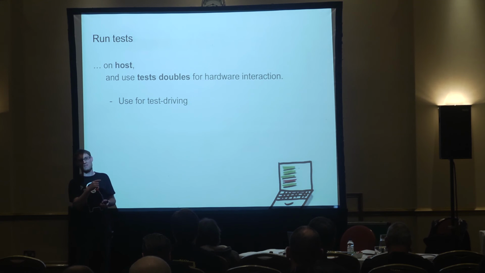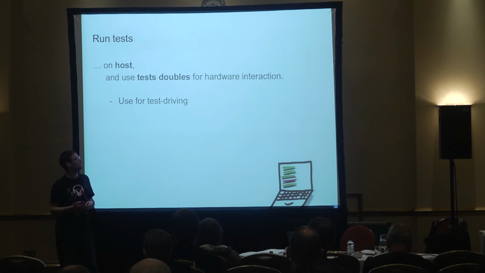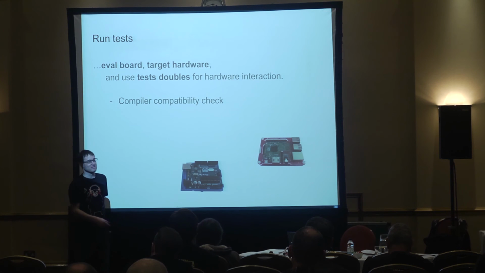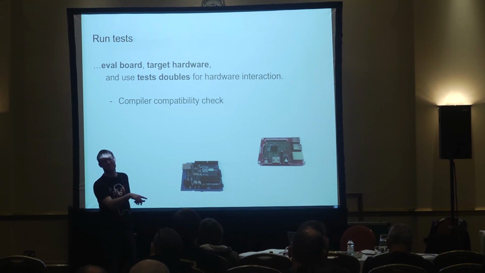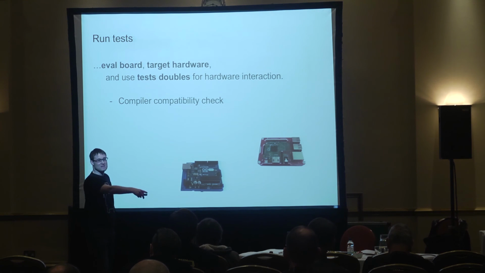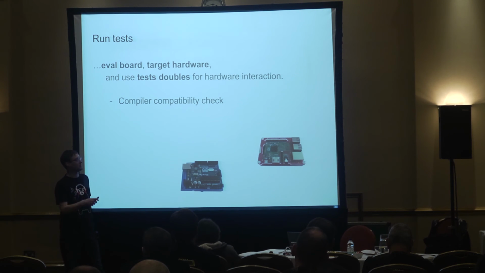So for test driving, that's what we've seen so far. You can test on the host system with test doubles. Then maybe you can just use the tests that you also have on the host and compile them for the target. With the framework I used, I won't be able to compile it for the small one, but for the Raspberry Pi, I will be able to compile the unit tests for it.